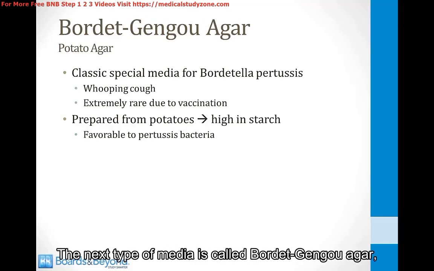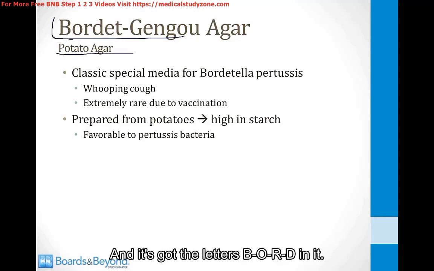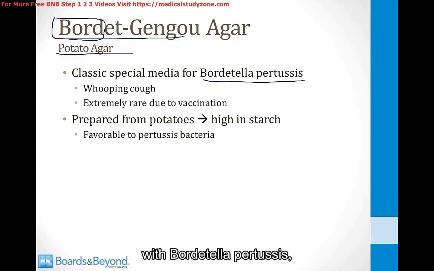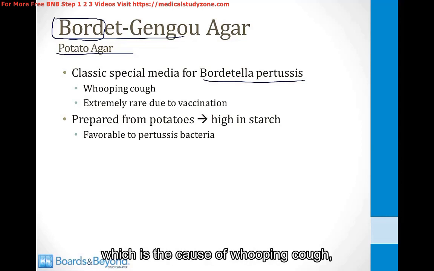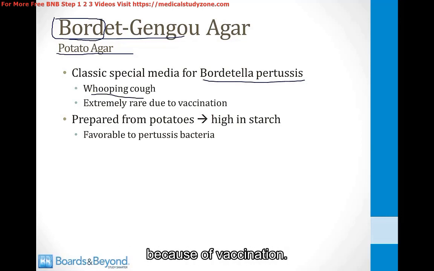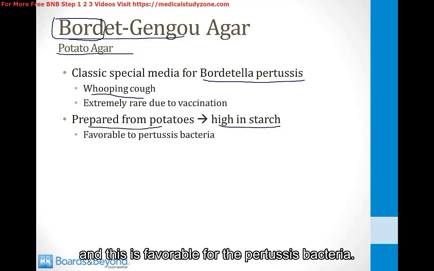The next type of media is called Bordet-Gengou agar. It's also called potato agar, and it's got the letters B-O-R-D in it. And you can remember that that goes with Bordetella pertussis, and that's what this media is used for. It's to culture Bordetella, which is the cause of whooping cough, which, as you may know, is extremely rare in the modern era because of vaccination. This agar is prepared from potatoes, and it's very high in starch, and this is favorable for the pertussis bacteria.